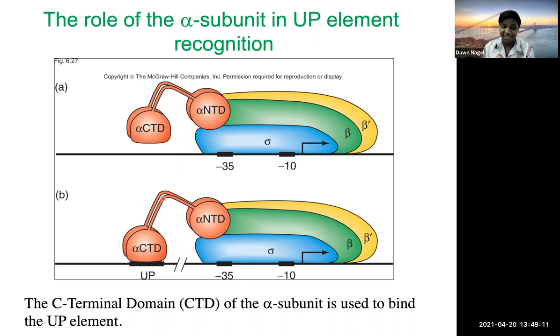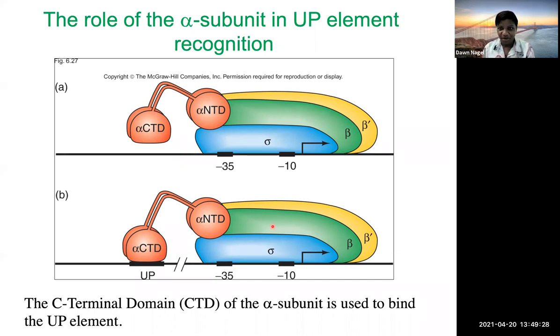So you can see that it needs to be able to attach to this up element, which is -40 to -60 upstream of the transcription start site. So that's why those positions need to be conserved, to be able to have this polymerase efficiently recognize that binding.